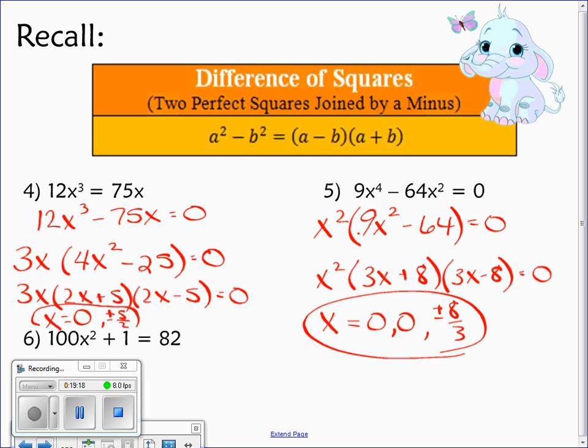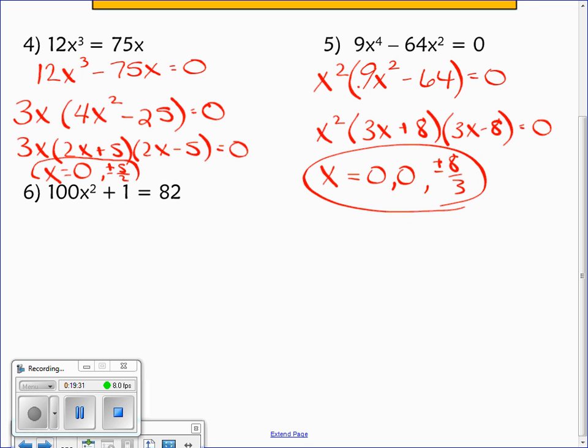All right. How are we feeling with all of this so far? Doing all right? No? Difference of squares waved bye-bye to you? Yeah. So far, this is really not much different. This is just difference of squares. All right. Try number 6 on your own.